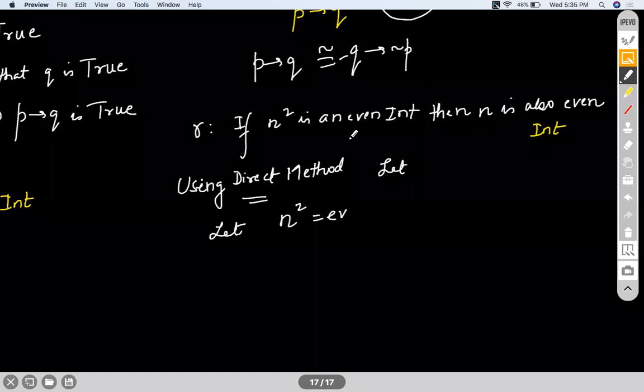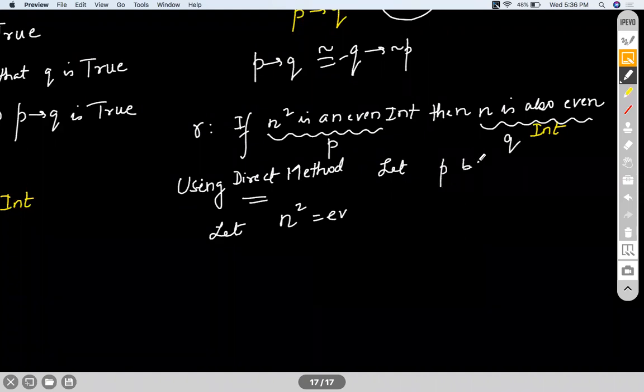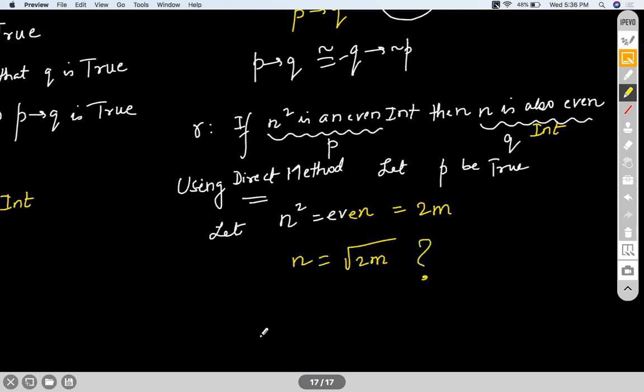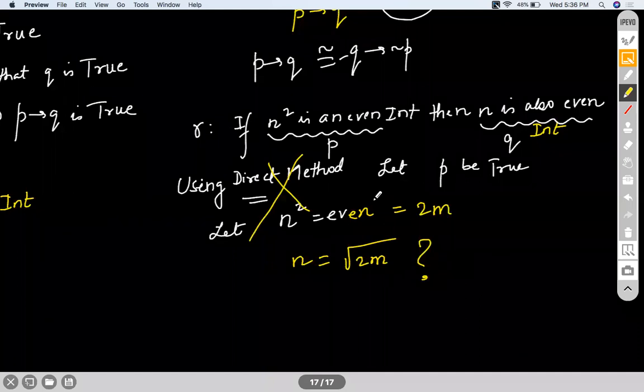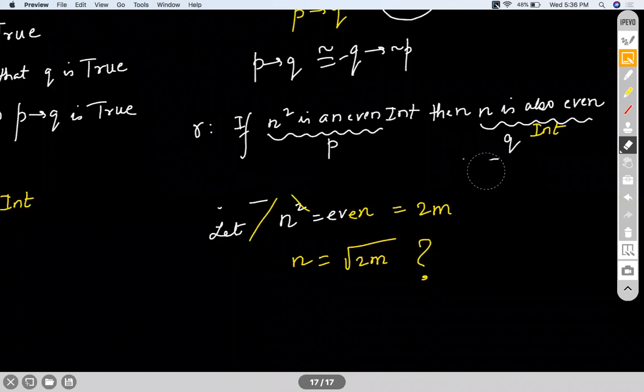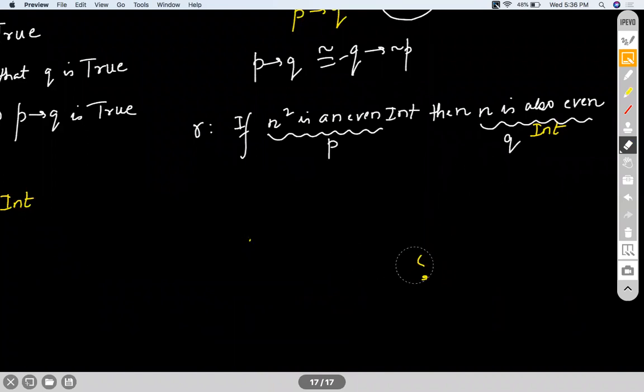For example, let n square be even. Let's say this is your P and this is your Q. So let P be true. Then you are saying n square is equal to an even number, so let's say it's 2m. Then your n is the square root of 2m. Now we are clueless how to show that this is also even. So the direct method fails. It is not a convincing way of doing it, because we will not be able to convince the examiner that the square root of 2m is also an even number. So this has a shortcoming.